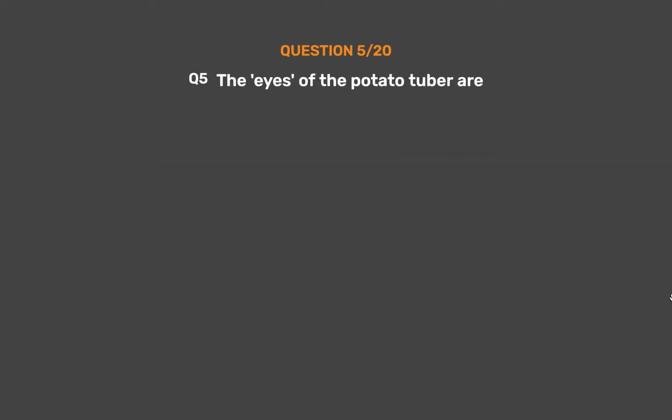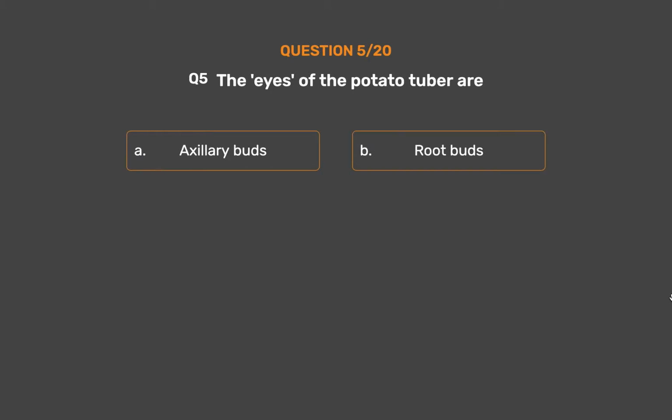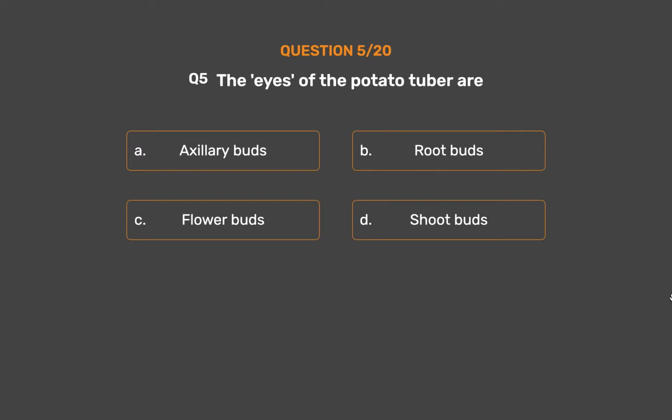Question number 5. The eyes of the potato tuber are Option A. Axillary buds. Option B. Root buds. Option C. Flower buds. Option D. Shoot buds.